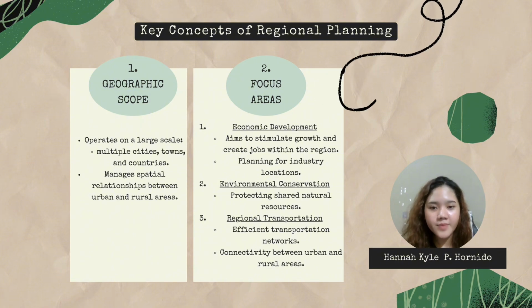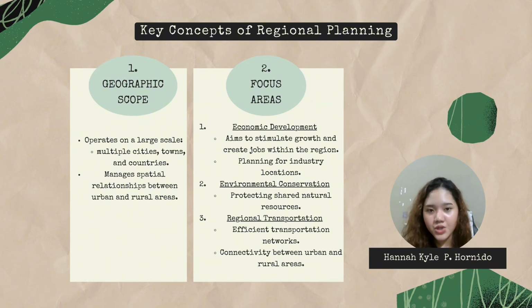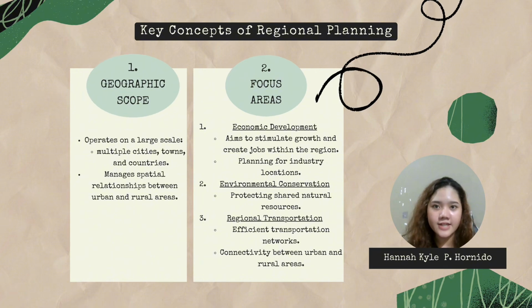The second is environmental conservation. This focus area aims to protect vital natural resources like forests, rivers, and wildlife habitats that are shared across regions, ensuring that they are preserved for future generations. And the third is regional transportation. Planners create transportation networks such as roads, railways, and public transit systems that efficiently connect different parts of the region, enhancing accessibility between urban and rural areas.